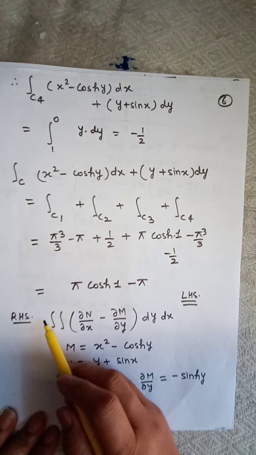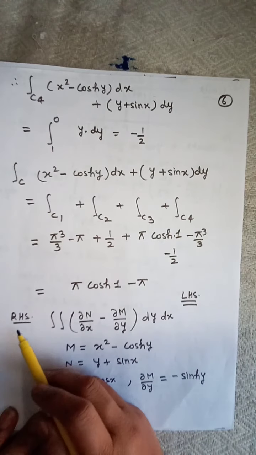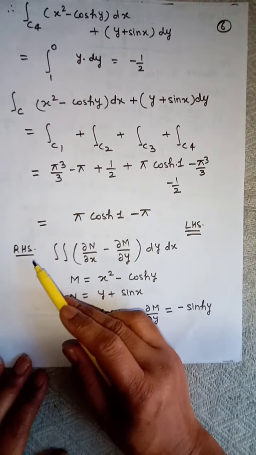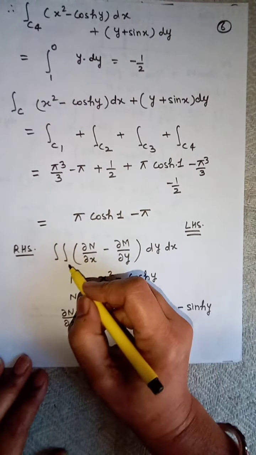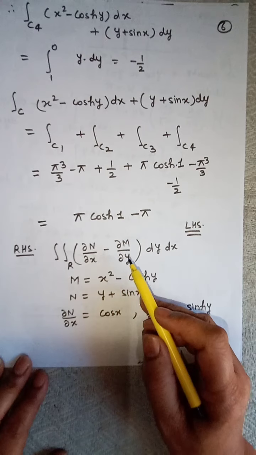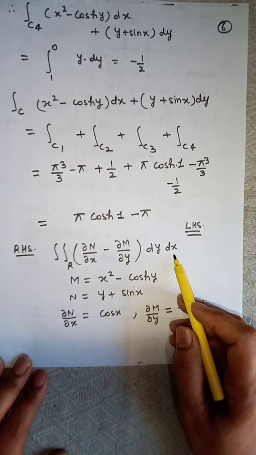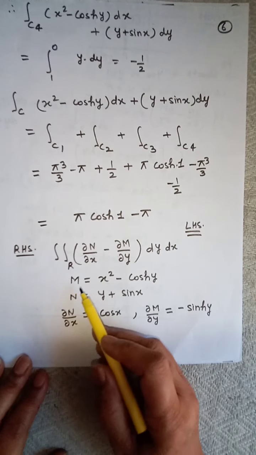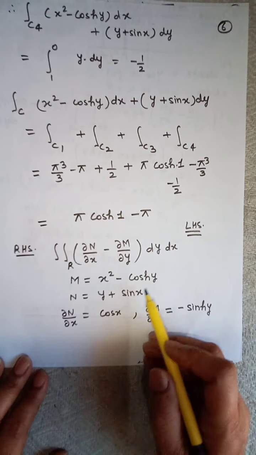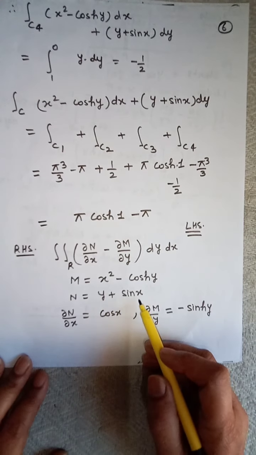Now we find RHS. Since it is the equation of verification, we have to find both the values, left hand side as well as right hand side. The right hand side is double integral over the region R, curly n by curly x minus curly m by curly y dy dx. Here m is equal to x square minus cos hyperbolic y and n is equal to y plus sin x.